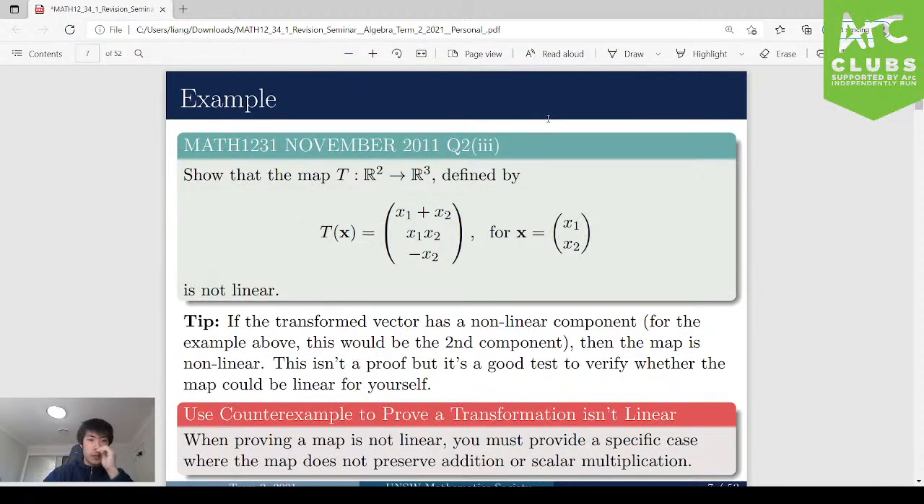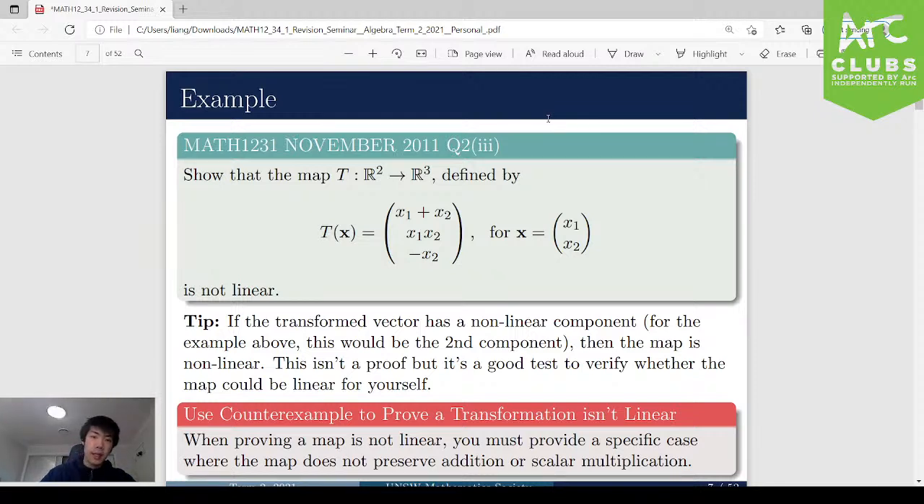We have another example here. Show that the map T from R2 to R3, defined by the thing below, is not linear. Okay, so the past two examples were to show that it is linear. This is to show that it's not linear. The easiest way to do so is to just use a counterexample.